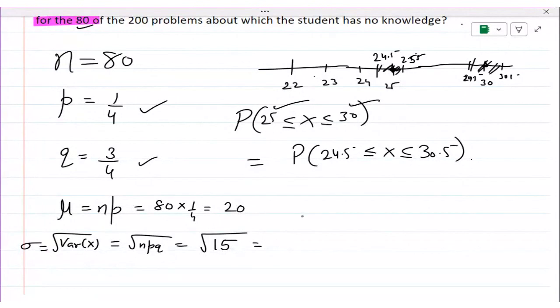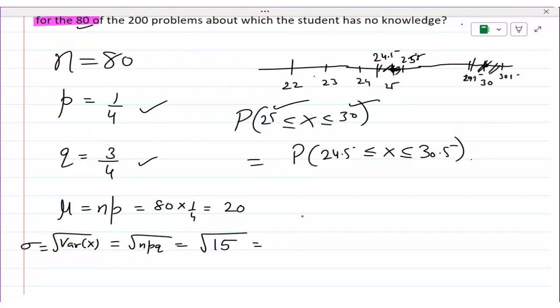But let me find the exact value. Square root of 15 is 3.87. You can take the 2 digits only, that is also sufficient.